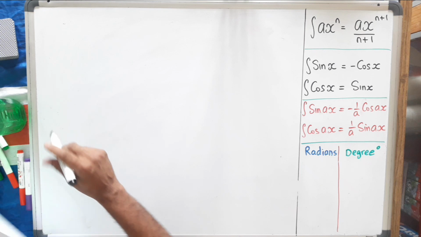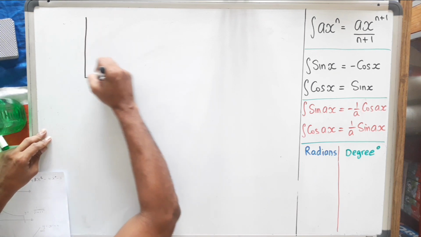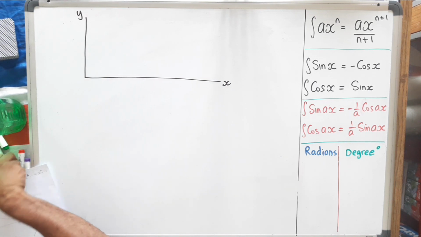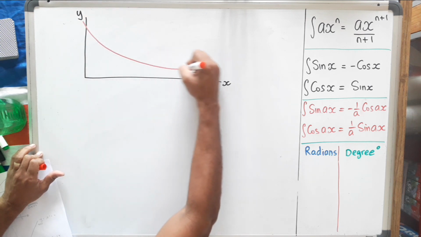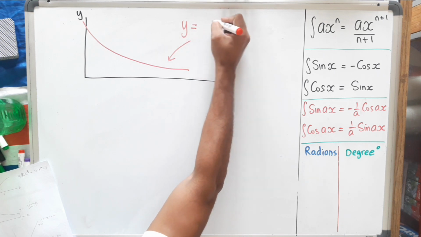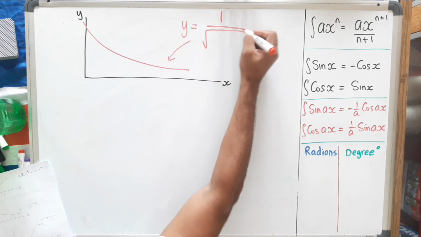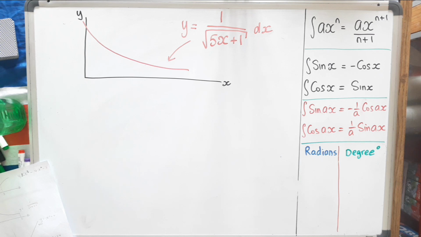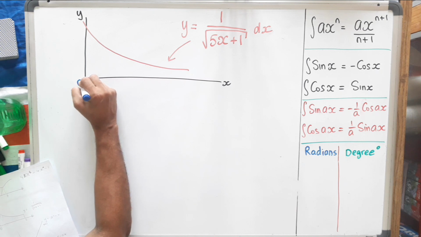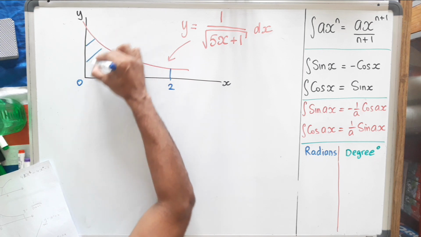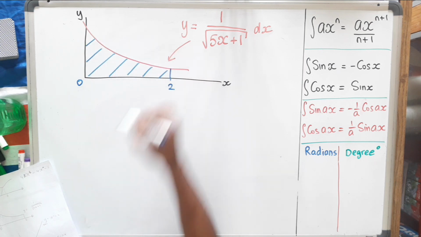Let's try, oh, this is a good one, right? Let's say I have a graph. Here's X and here's Y. And we have a graph going like this. It's swerving downwards. And the equation of this graph is 1 divided by the square root of 5x plus 1 with a dx here. So that's the equation of this particular graph. And they want you to find the area between 0 and 2. So that should be this shaded region here. We want to find the area of that region.